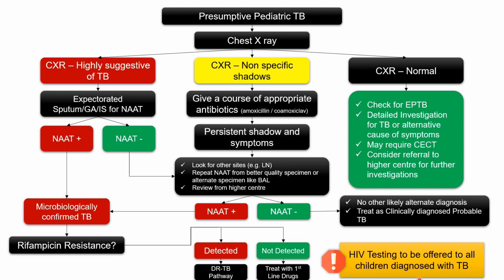So this is the diagnostic algorithm for presumptive pediatric tuberculosis. What did we do? We did a chest x-ray initially, and depending upon the chest x-ray findings, we did the second line investigations. Most important to know is that if the chest x-ray shows findings highly suggestive of tuberculosis, we send the patient for nucleic acid amplification test, and basing upon that result, we stamp the case as a microbiologically confirmed tuberculosis or a clinically diagnosed tuberculosis, and additionally we got the information about rifampicin resistance also.